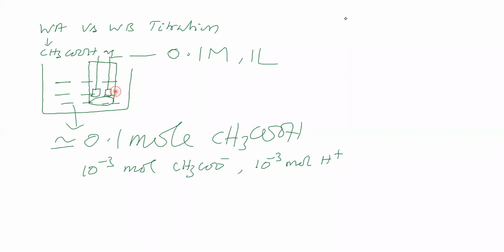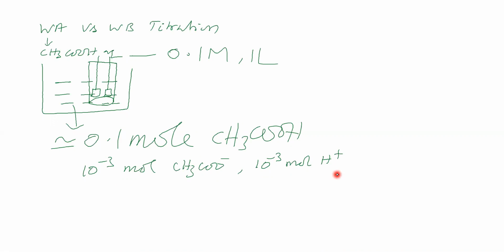This solution is having undissociated acetic acid molecules and ions. Ions means acetate ions and H plus ions will be there. H plus ions 10 power minus 3 moles nearly, acetate ions 10 power minus 3 moles, acetic acid nearly 0.1 mole is there. Okay.